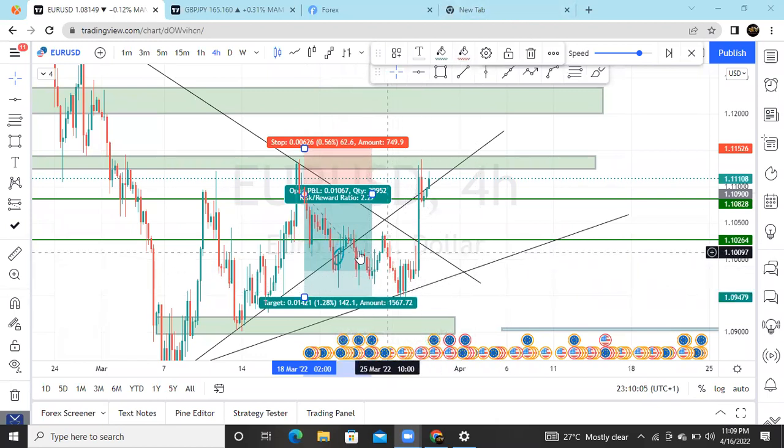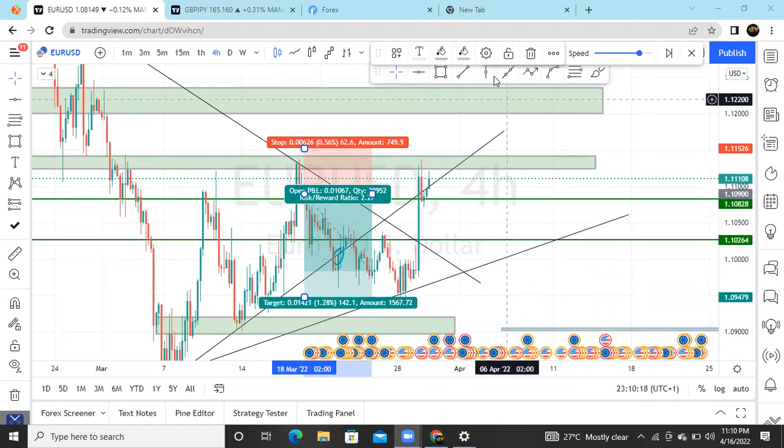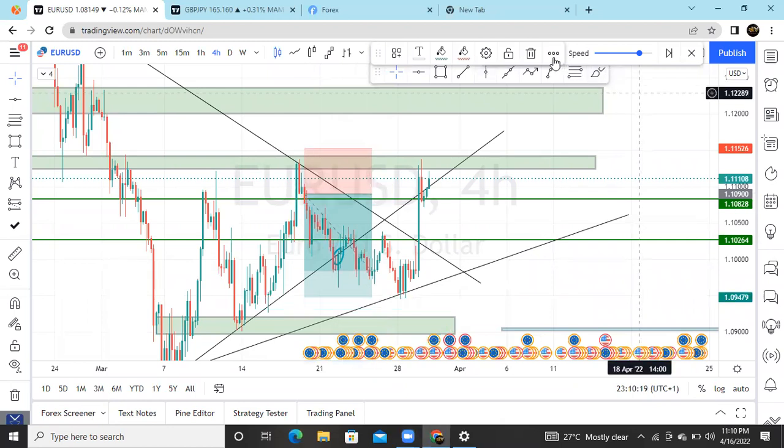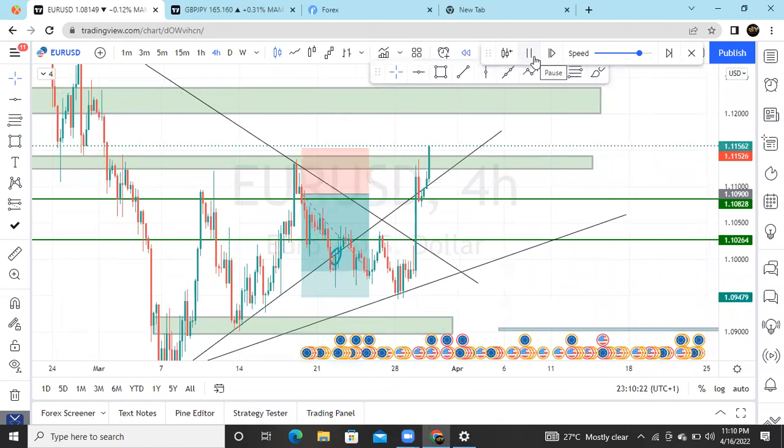But look at what happened. And look at the importance of setting your stop loss inside the trade. Okay, eventually, if something like this happens, you're still winning. You're still winning. So let's play the trade and see what eventually happens.